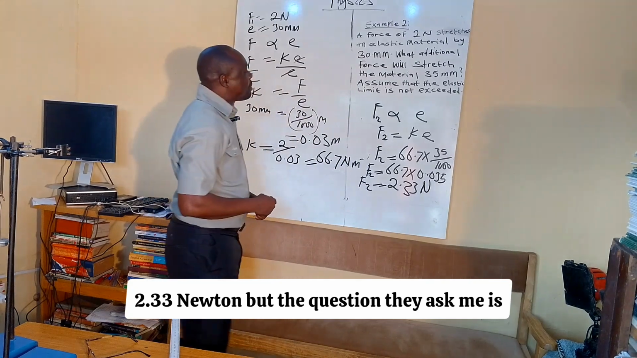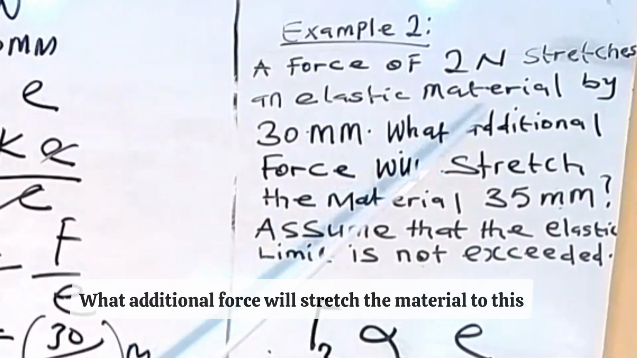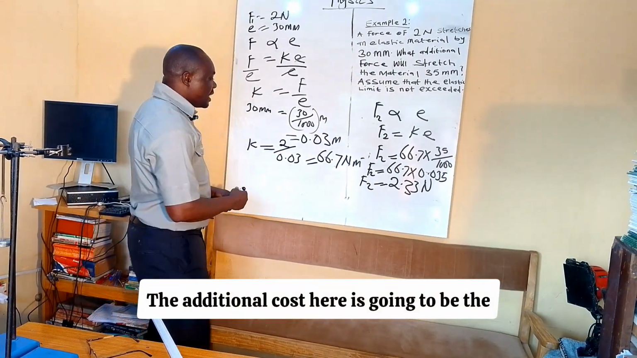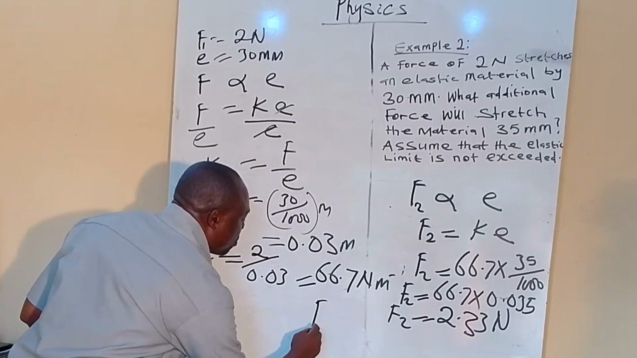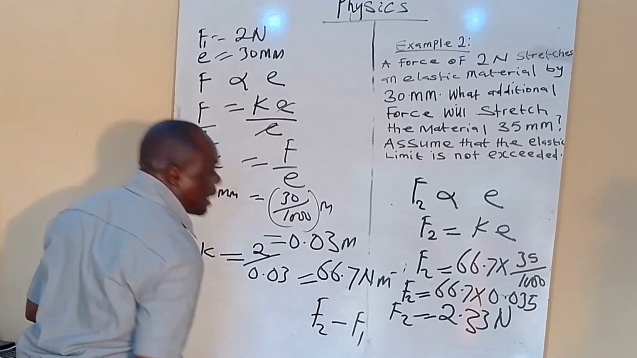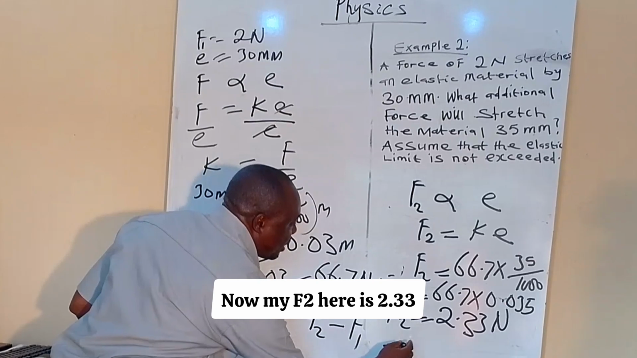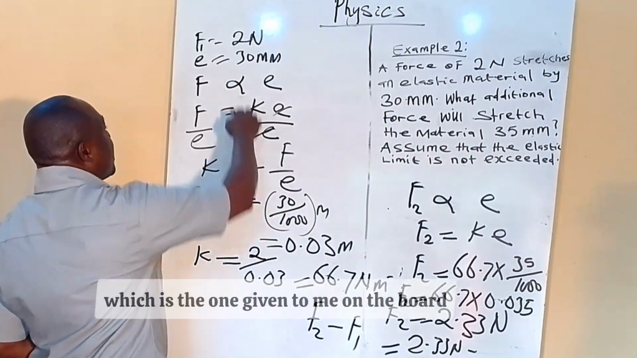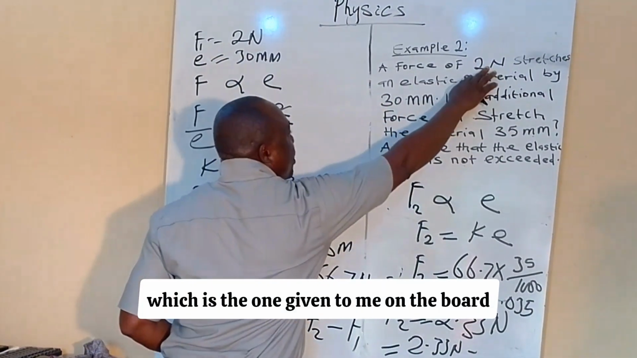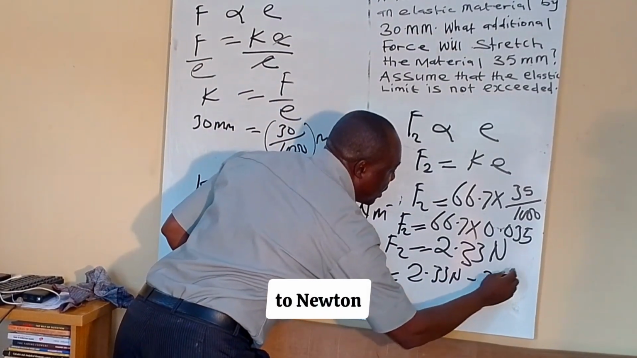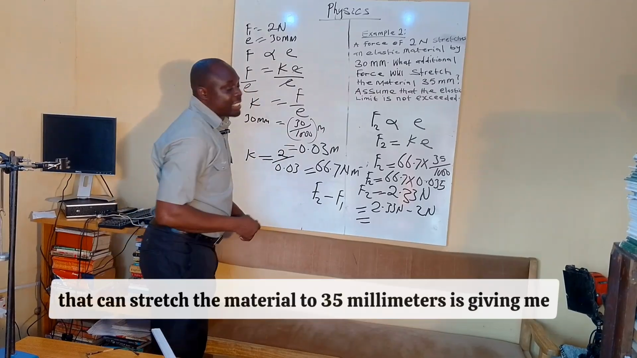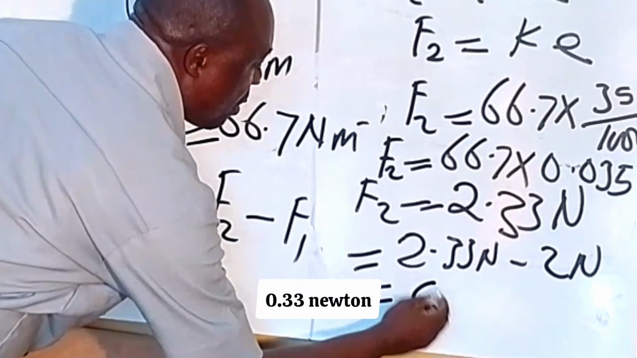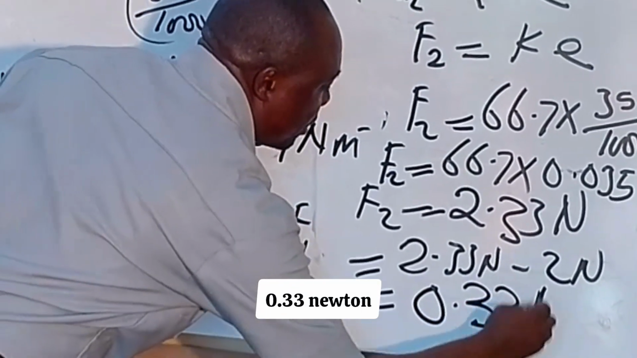Newton. But the question they ask me is, what additional force will stretch the material to this? The additional force here is going to be F2 minus F1. Now my F2 here is 2.33 Newton minus the F1, which is the one given to me on the board, the force of 2 Newton. So the additional force that can stretch the material to 35 millimeter is giving me 0.33 Newton.